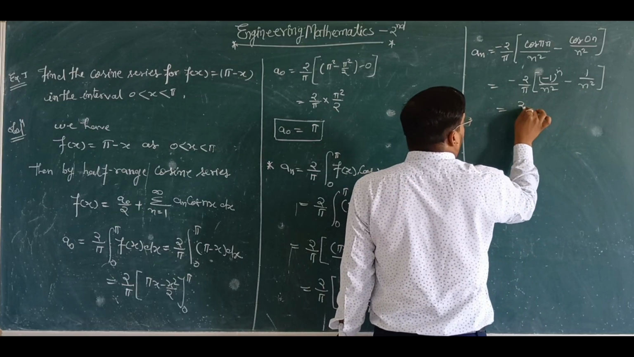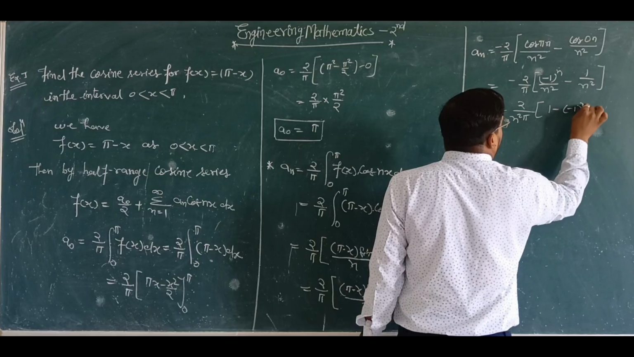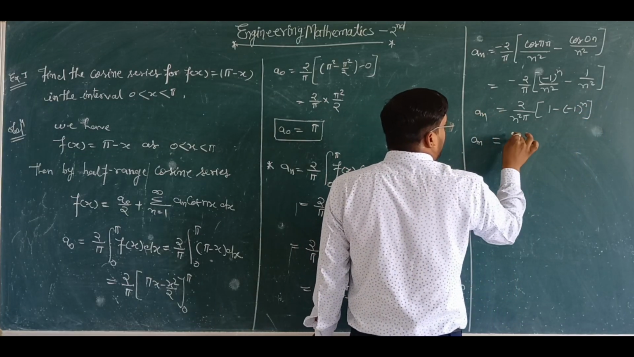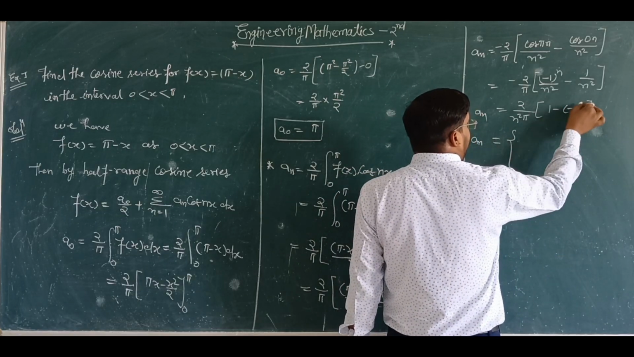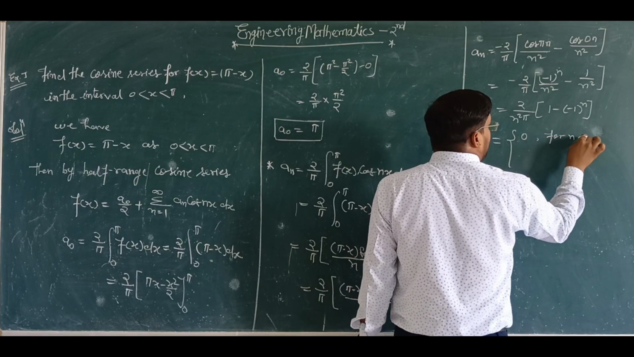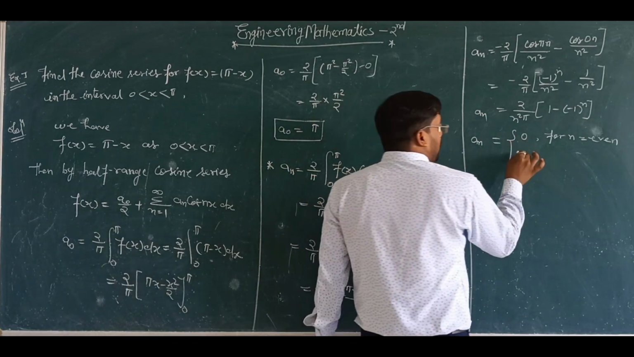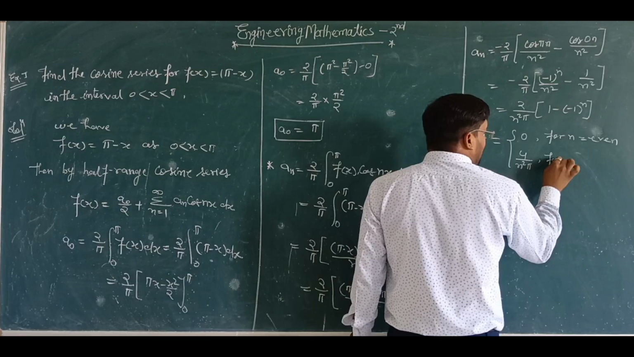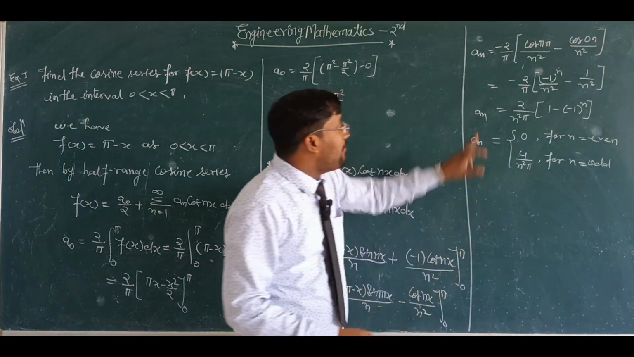Now you can write 2 upon n square pi bracket 1 minus (minus 1) to the power n. Or you can simply write an is equal to 0 for n even, and 4 upon n square pi for n odd. This is the value of an.